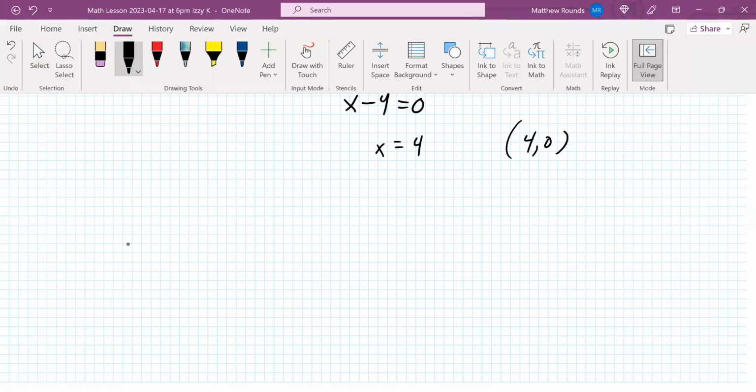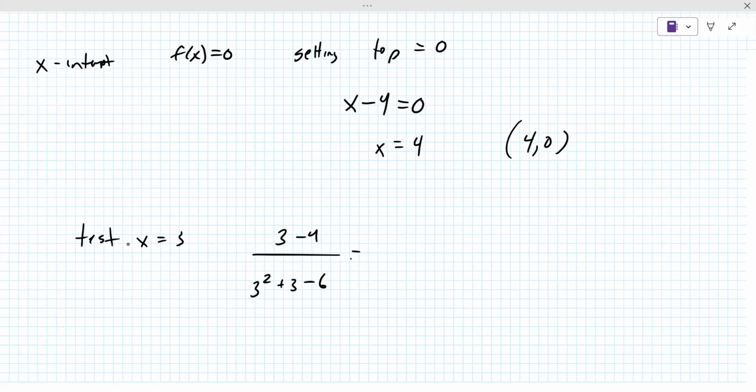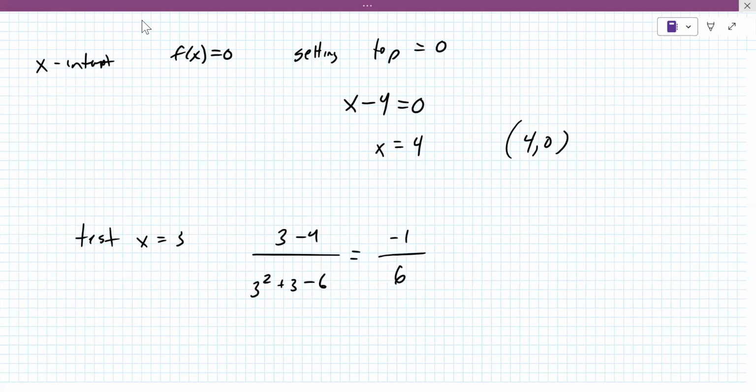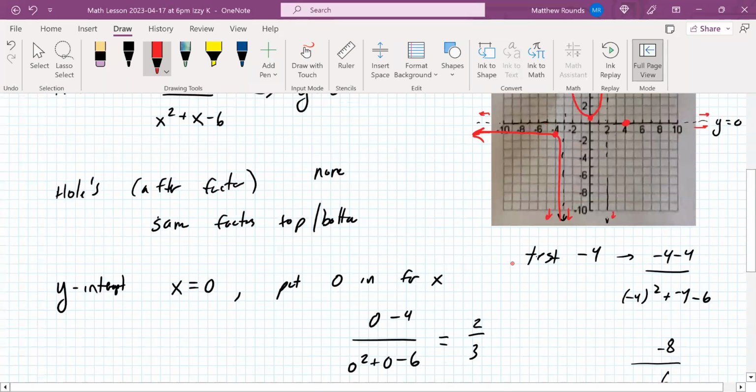Let's test x equals 3. So that's 3 minus 4 over 3 squared plus 3 minus 6. That's negative. Can you also plug it into the factored form? Yes, yes. If you prefer the factored form, do it. Whatever you like. We just need to know whether it's positive or negative here. So I get a -1/6, and so that is (3, -1/6).